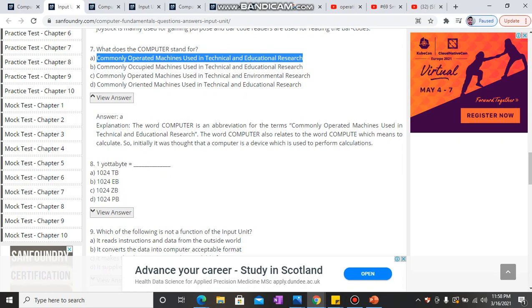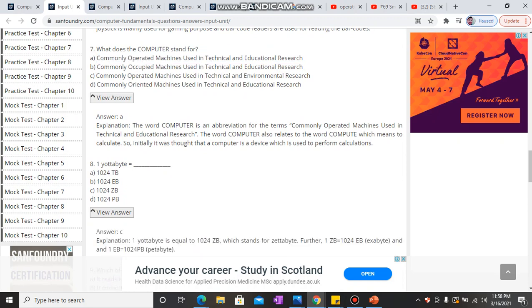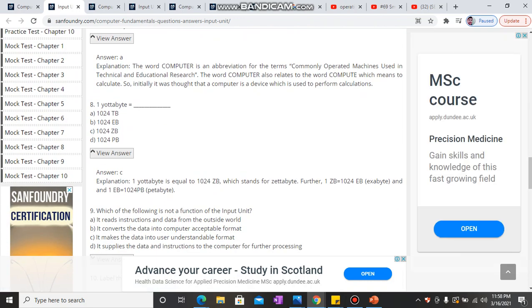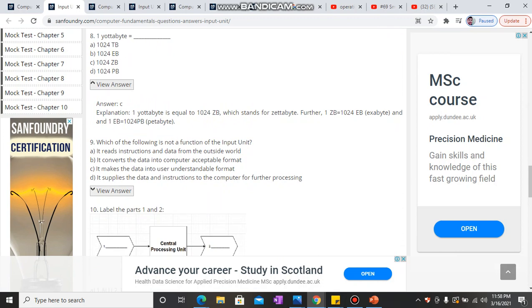Okay, 1 yottabyte is equal to 1024 ZB. Explanation: 1 yottabyte is equal to 1024 ZB, which stands for zettabyte. Furthermore, 1 ZB zettabyte is equal to 1024 exabytes, and 1 EB is equal to 1024 petabytes. I'll later share one of the examples about this question.